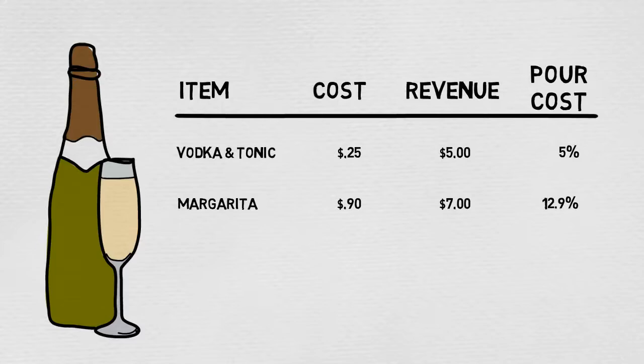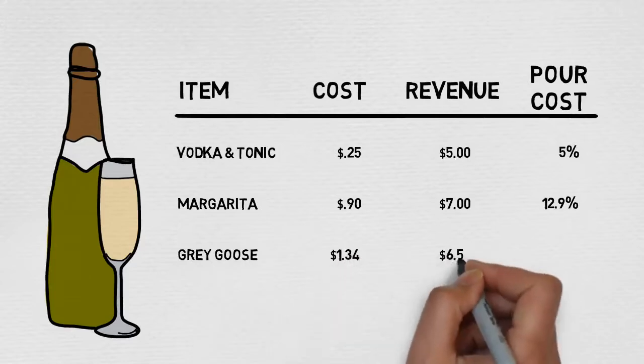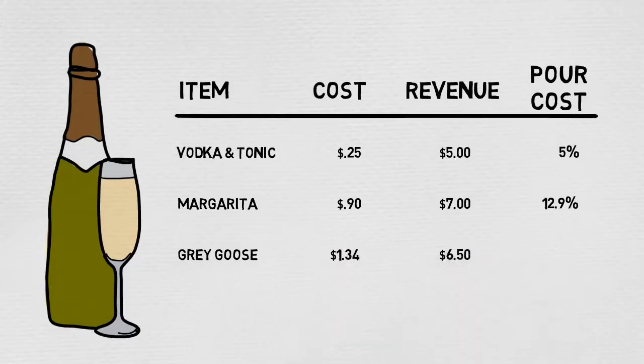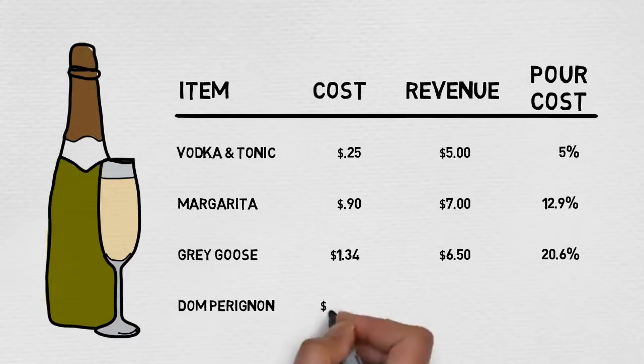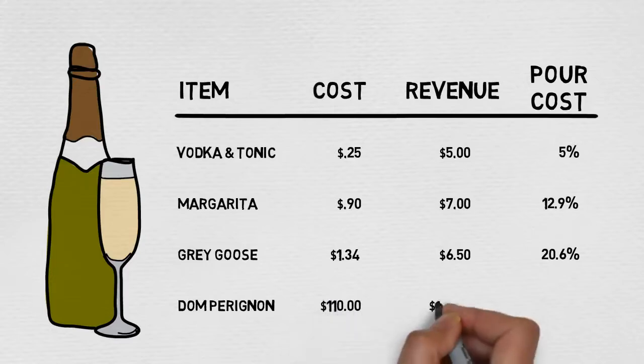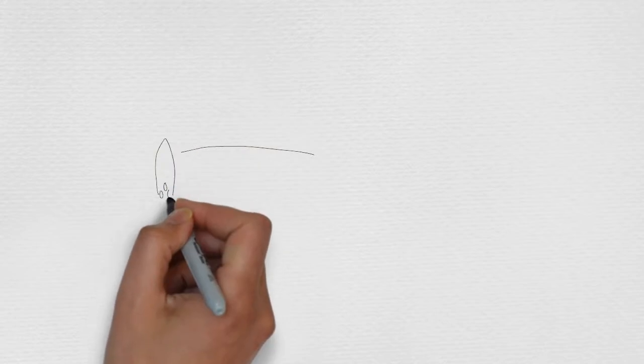But what about when we start talking about premium drinks? A Grey Goose may cost $1.34 to make and sell for $6.50, representing a 20.6% pour cost. A bottle of Dom Perignon could cost the restaurant $110 and sell for $195, a pour cost of 56.4%. None of these are necessarily good or bad, it's just what's appropriate for the specific drink being served.